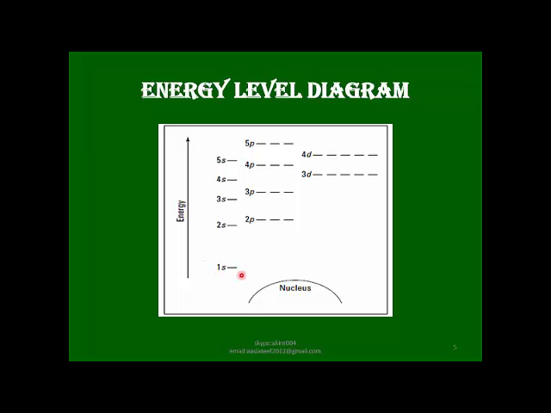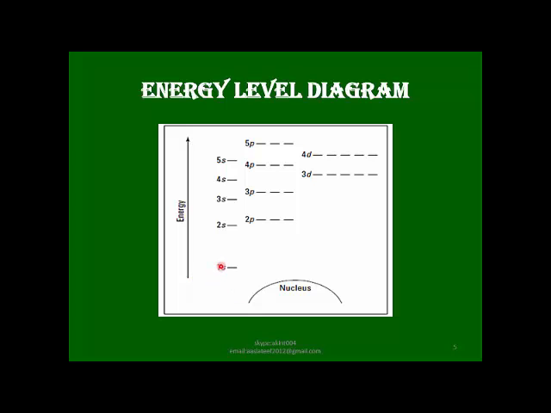So this is the 1s, the first shell that contains only one orbital, the s orbital. This is the second shell that contains two orbitals, 2s and 2p. This is the third, 3s, 3p and 3d. This is the fourth. So this first one, as we have said the other time, has a principal quantum number of 1, and the principal quantum number determines the energy and the distance to the nucleus.